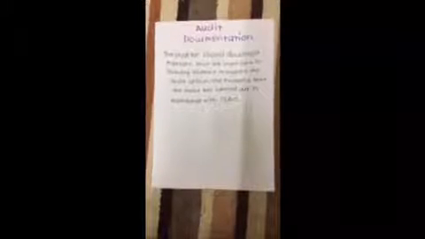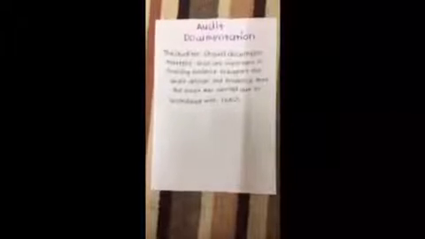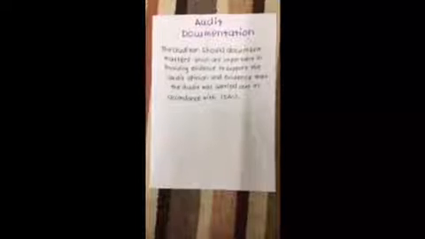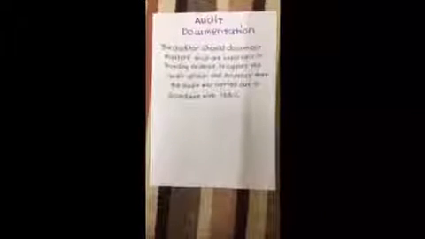Audit documentation. The auditor should document matters which are important in providing evidence to support the audit opinion and evidence that the audit was carried out in accordance with ISA. There are two types of files. First, permanent file. Contains historical data about the client that is of continuing relevance to the audit. Second, current file. Includes information and data related specifically to the current year's engagement.